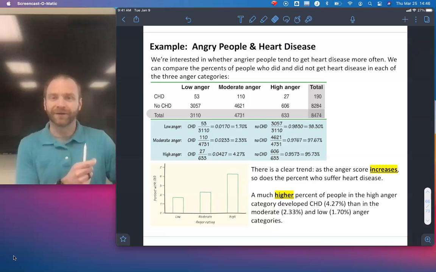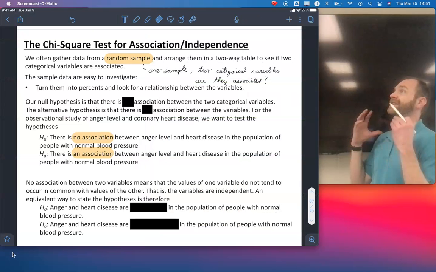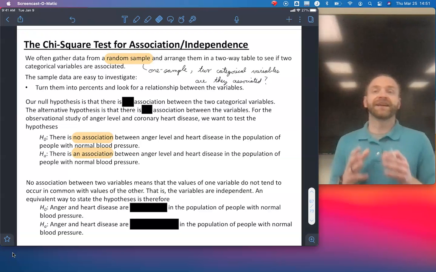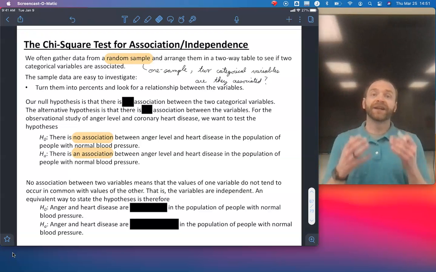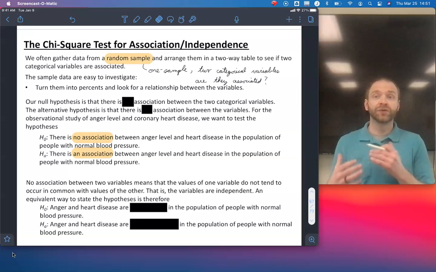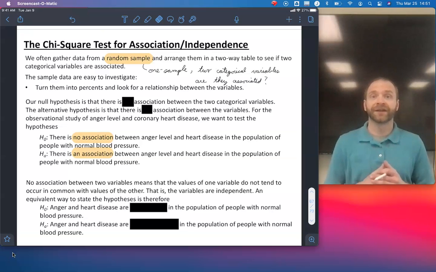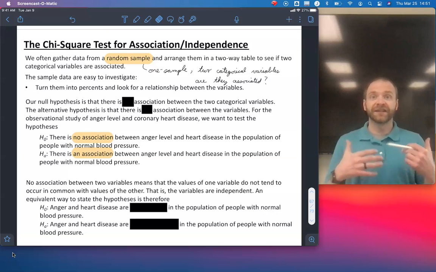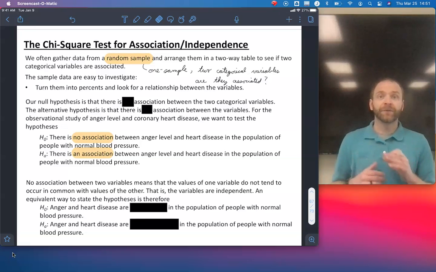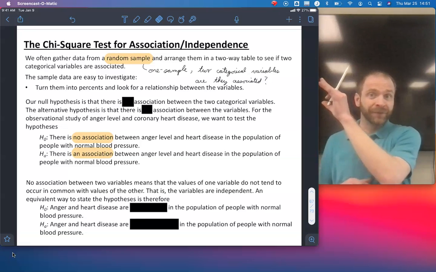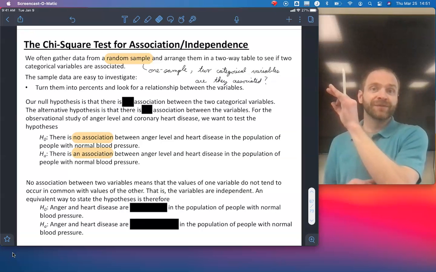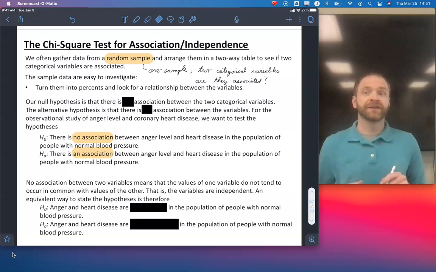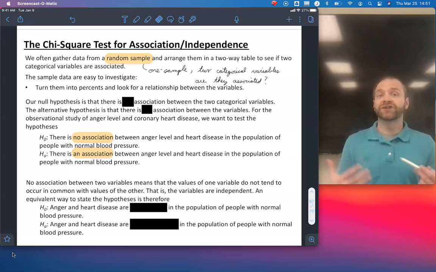So let's dive deeper with another chi-square test. And that is the chi-square test for association and independence. What this does is it takes a random sample, and we arrange them in a two-way table to see if two categorical variables are associated with each other. And this one is looking at the anger level and the CHD, the heart disease. Keep in mind, what it's really telling us is, you're taking one sample, and you're looking at whether there is an association between two categorical variables, anger level and heart disease. We're going to turn them into percents to look for a relationship between them.